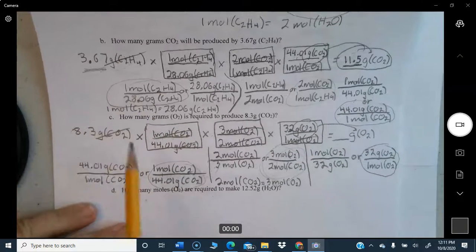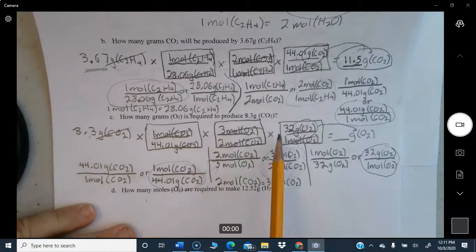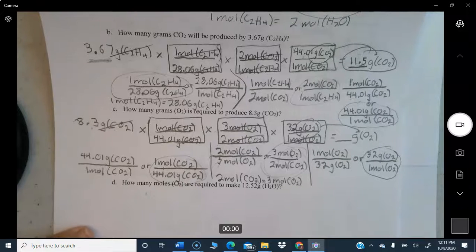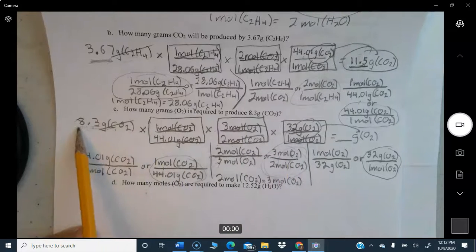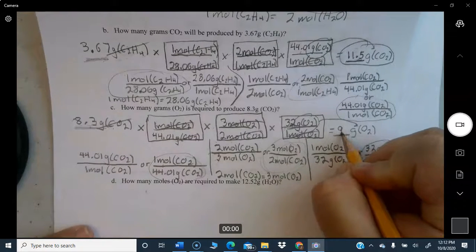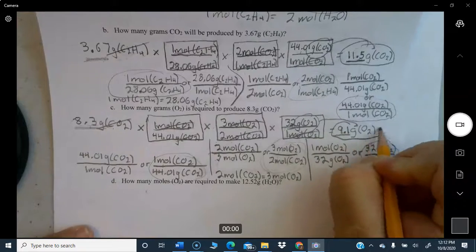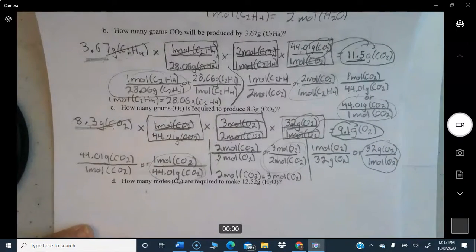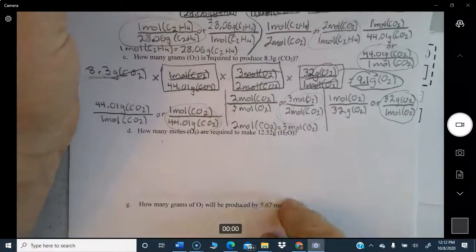So now we're ready to run 8.3 times 1 times 3 times 32 divided by 44.01 divided by 2 divided by 1. Okay, and I get 9.052. I have only 2 sig figs in my starting number there, so I'm going to limit that to 9.1. All right, let's keep going.